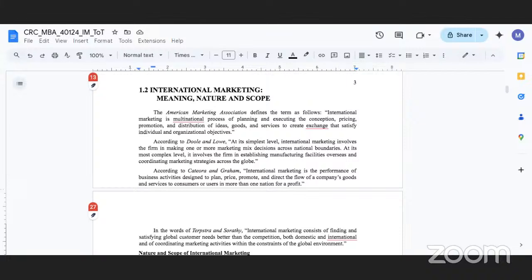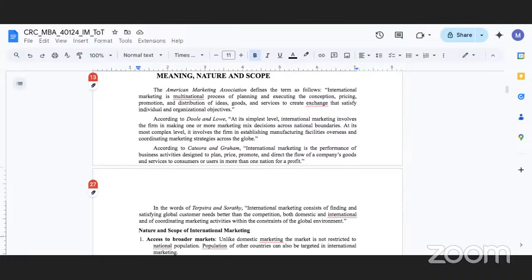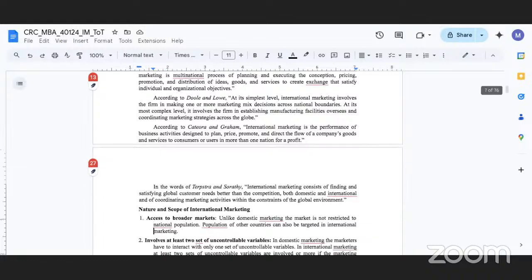If you are looking at Dole and Lowe's definition, they're also talking in terms of the same elements, that is, the firm is making one or more marketing mix decisions across national boundaries. And at the more complex level, the firm is establishing manufacturing facilities overseas and coordinating marketing strategies across the globe. We just spoke of Apple, and this is one example.